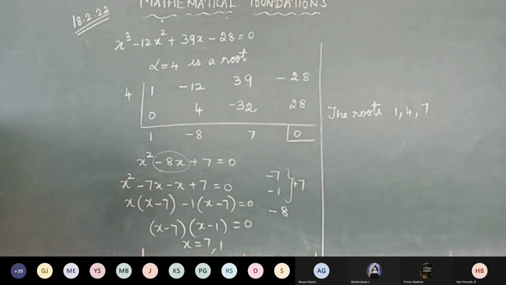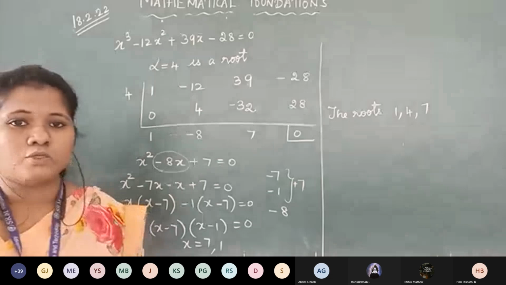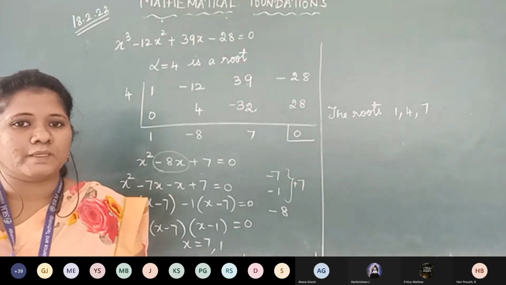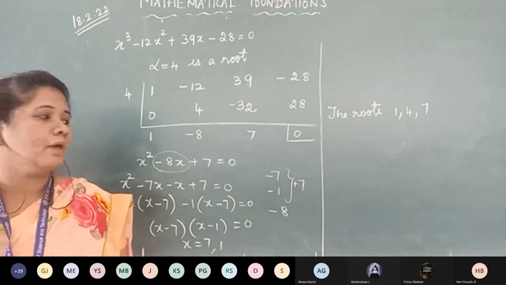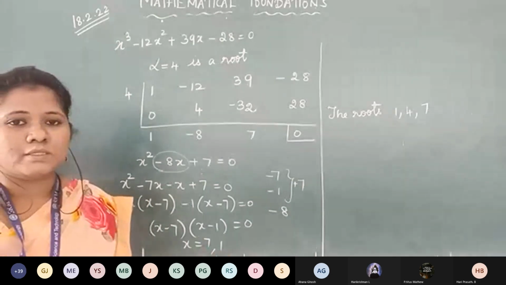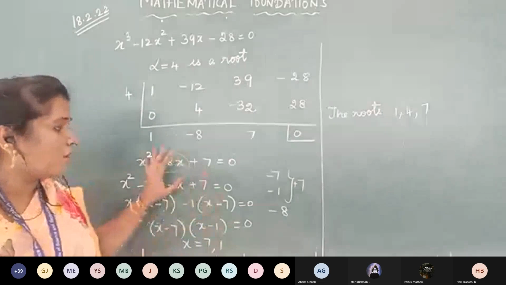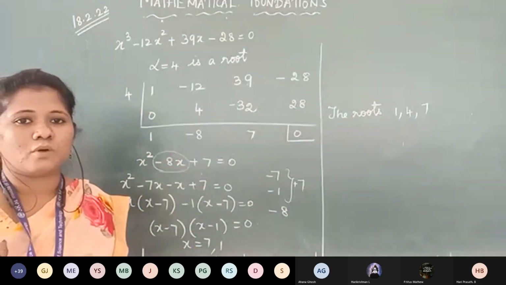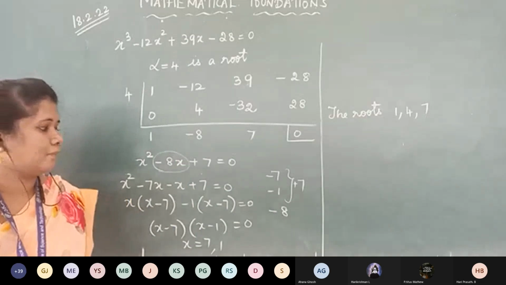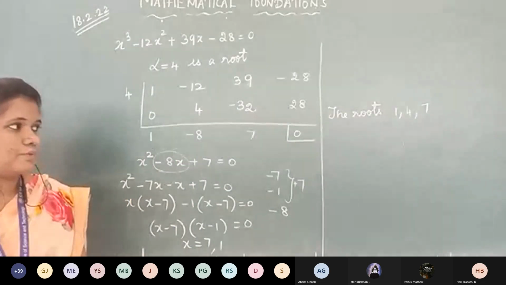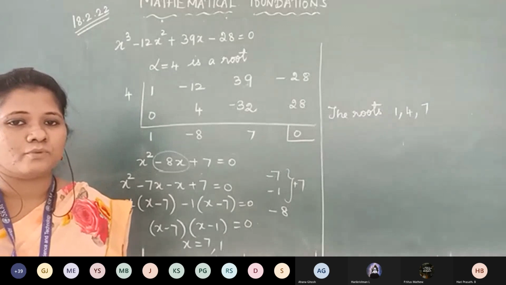Write it. I did the first method so that you will know that you can use that formula also. For that only I made it a point to tell you. But I will be using synthetic division so that it will be easy for you, because we know how to solve it. The solving of the quadratic equation is easier. So the roots are 1, 4, 7, or you can take it as 7, 4, 1.